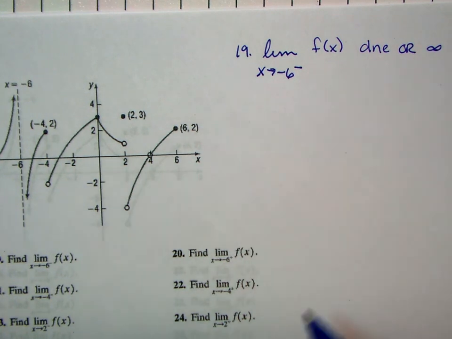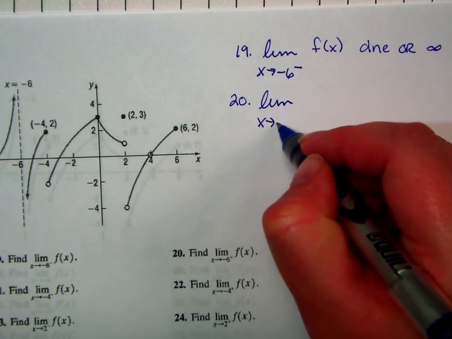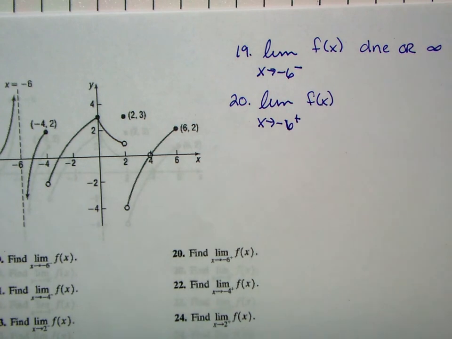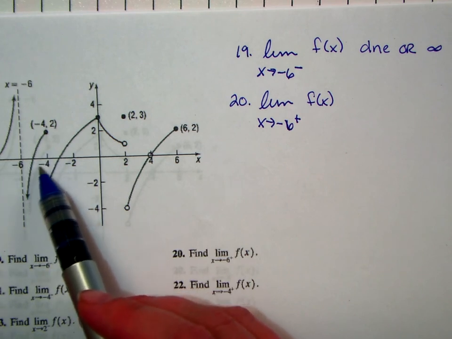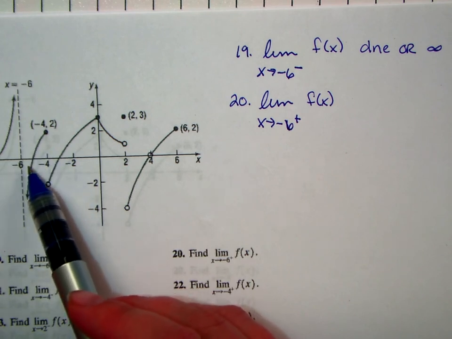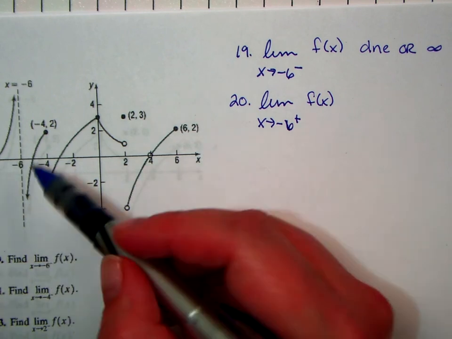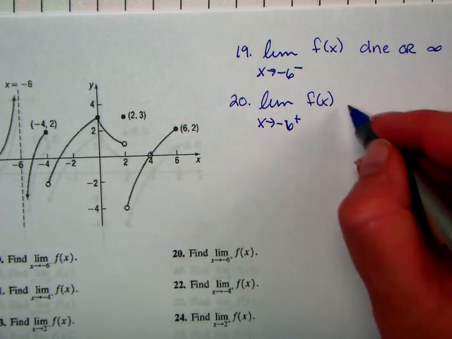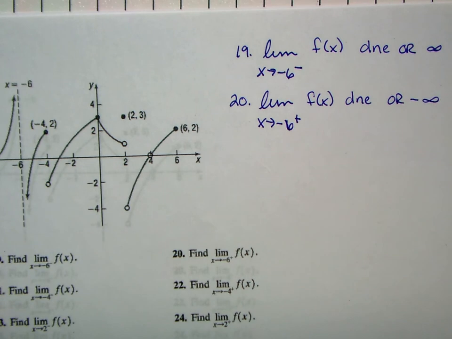Right? Number 20 is the limit as x approaches -6 on the right. Okay? -6 on the positive side. So if I were to pick values greater than -6, now I'm on the right-hand side of -6. Not too far away, okay, not all the way over here, close by, right? And so close by, these function values are approaching negative infinity. So again, I would do does not exist or negative infinity.